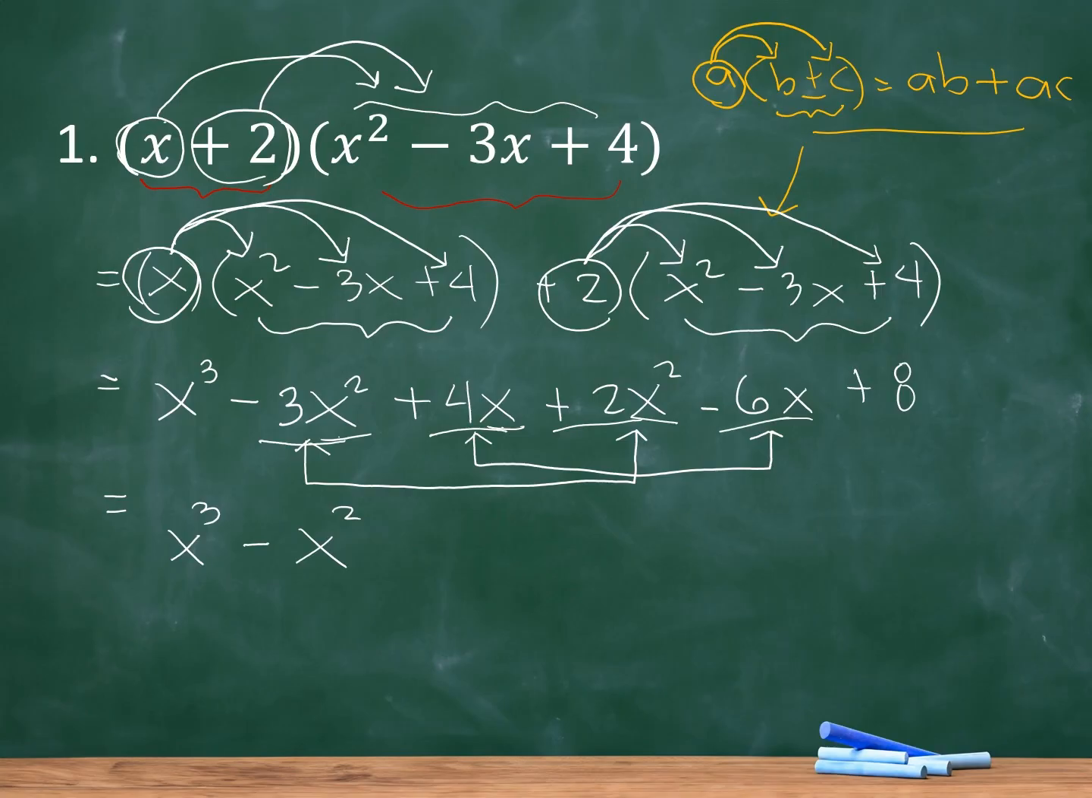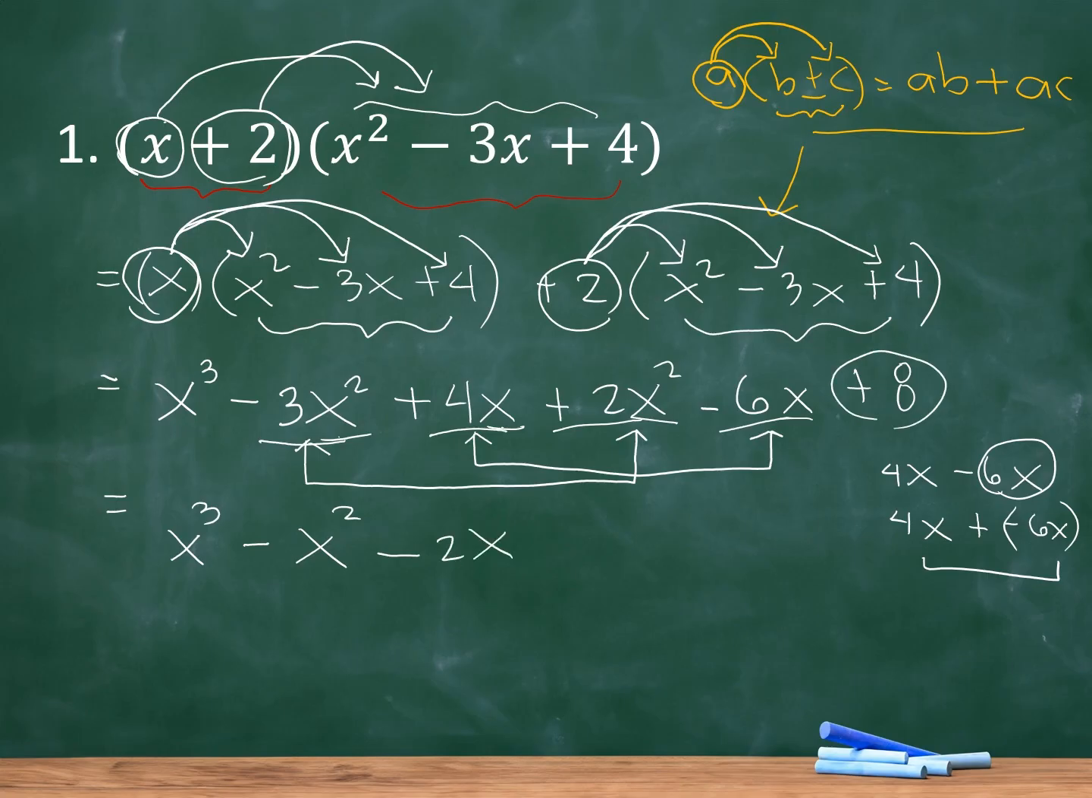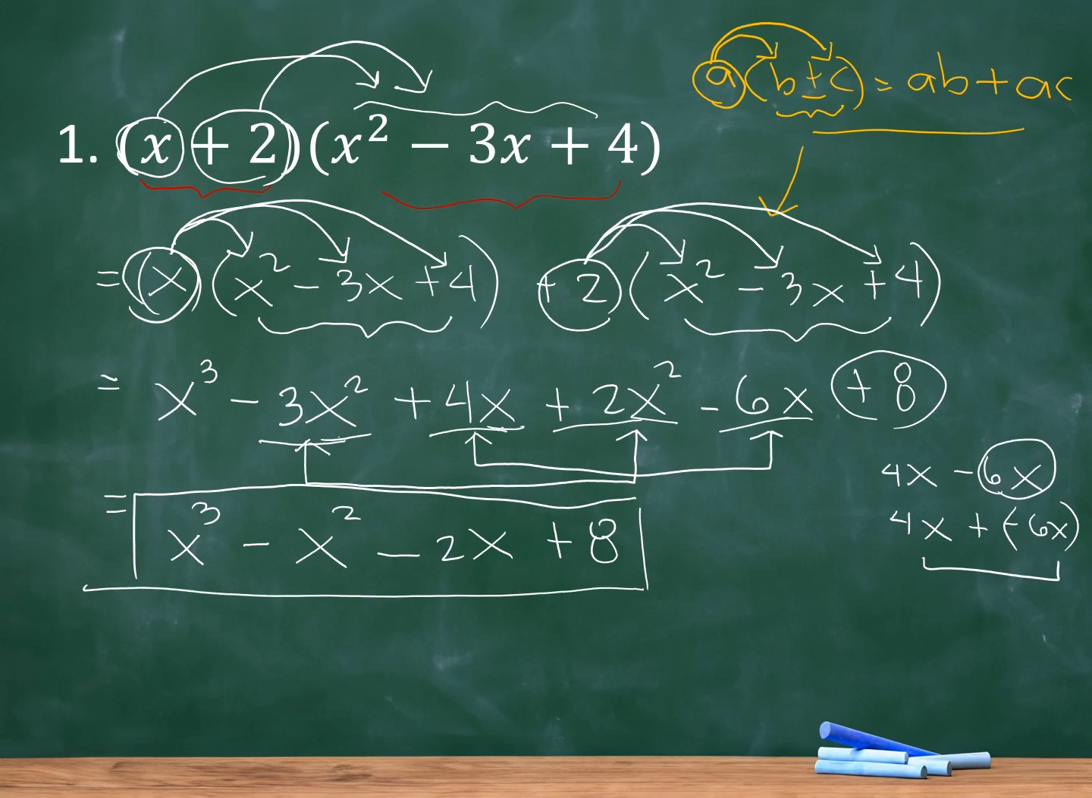Remember that subtracting a monomial is just the same as adding its opposite. So we can think of this as 4x minus 6x. We can think of this as 4x plus the opposite of 6x will be negative 6x. And 4x plus negative 6x, it's negative 2x. So let's write here negative 2x. And then we just copy plus 8. So each of the terms have different variables, so we cannot add or subtract this any further. So this will be our final answer. It's x cubed minus x squared minus 2x plus 8.